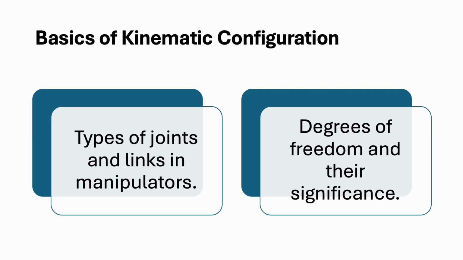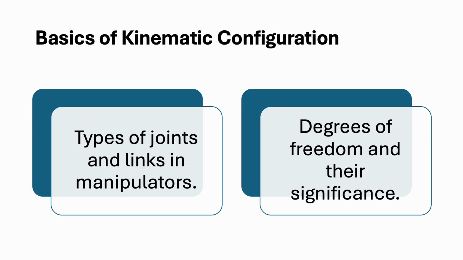By carefully designing the kinematic configuration, engineers can create robots that are optimized for specific applications, whether it is assembly tasks in manufacturing, surgical procedures in healthcare, or exploration in hazardous environments. In robotic manipulators, joints and links are primary building blocks that define the kinematic configuration. Joints are the movable components that enable relative motion between adjacent links, and they can be classified into several types, including revolute or rotational and prismatic or linear joints.